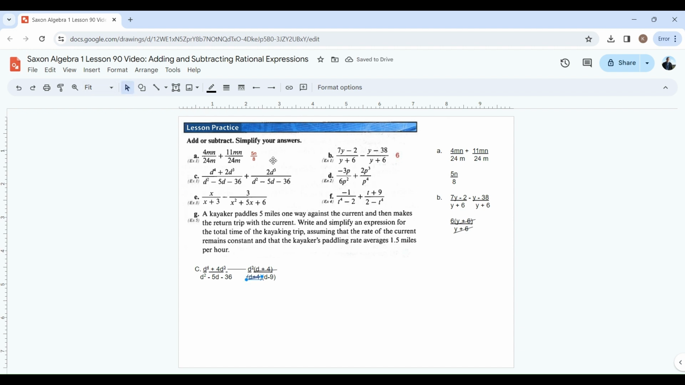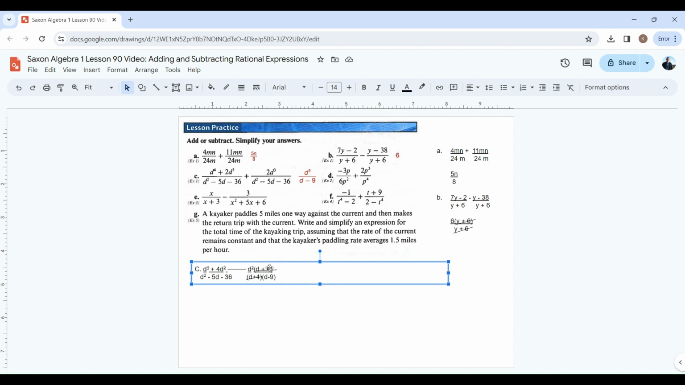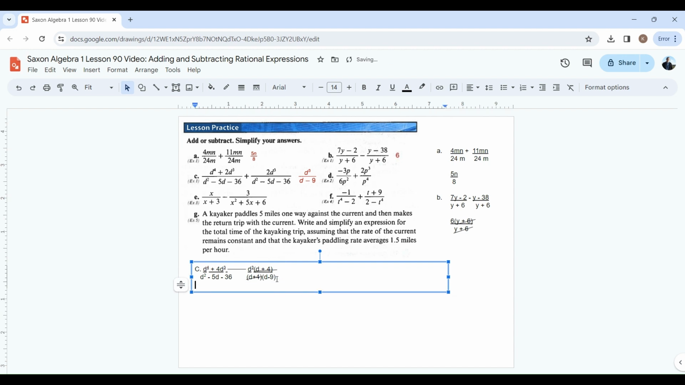Let's just double check that we're right here. D cubed over d minus 9. There it is. Okay, letter D. So are these complicated? You're probably noticing there are a lot of steps to these, and you have to remember to factor things. That makes these a little bit complicated.